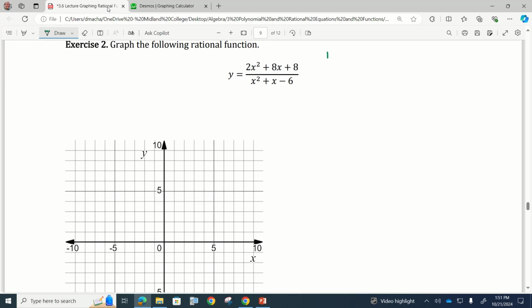So, step number 1 in a new example is we find the y-intercept. We can find the y-intercept by setting x equal to 0. And if x is equal to 0, then y is equal to 8 divided by negative 6, which is negative 4/3. It's like negative 1 minus 1/3 right here.